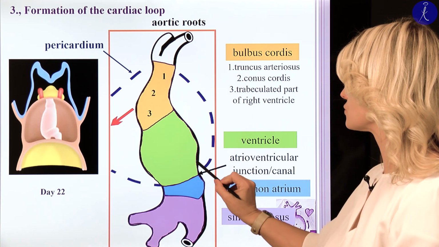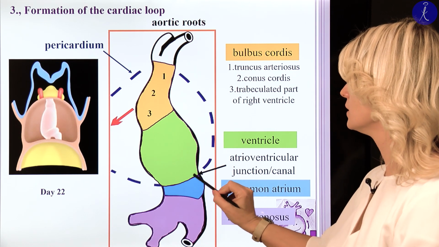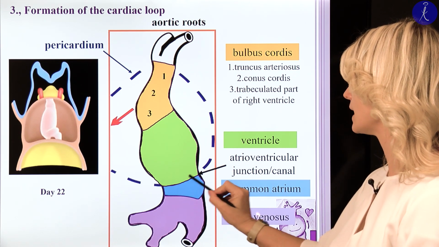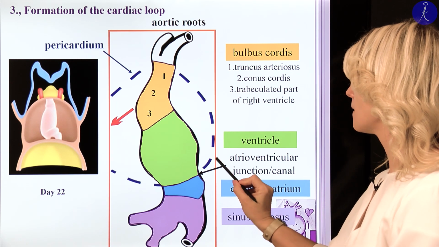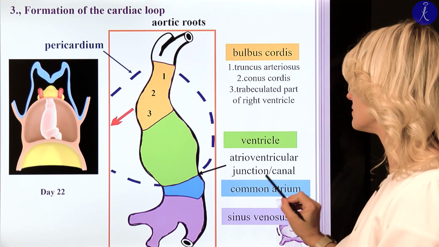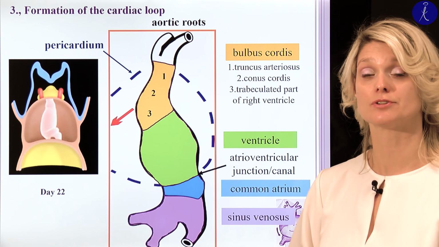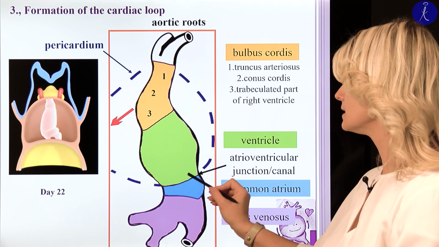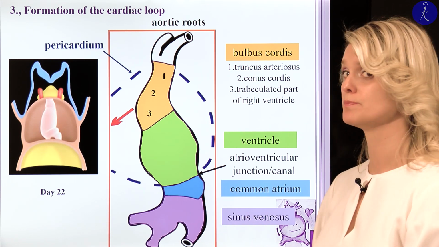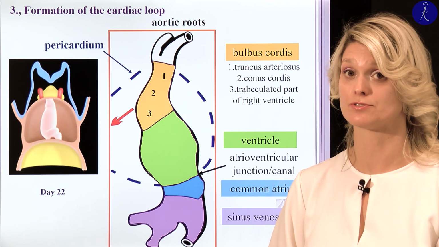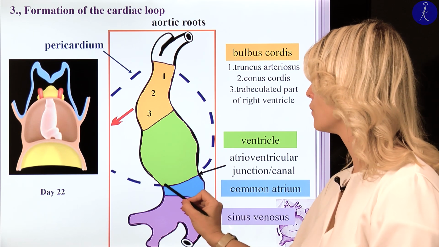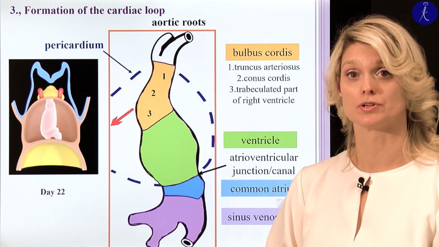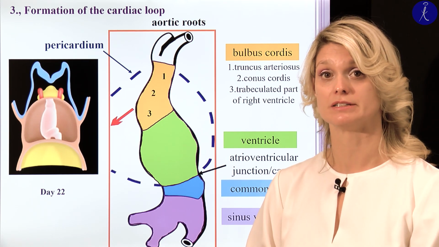Also, I would like to mention one junction which is located between the common atrium and the ventricle. This is called the atrioventricular junction and atrioventricular canal. This is first the connection between the atria and the ventricles, and that is where the atrioventricular orifices will develop.